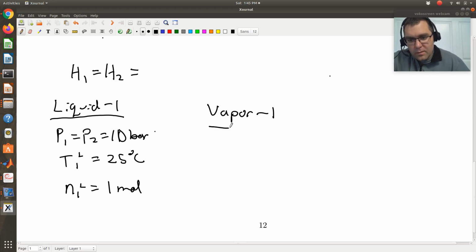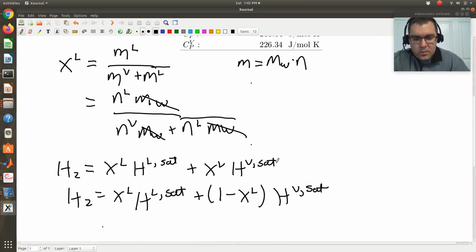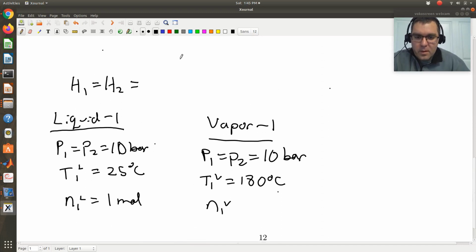Okay, state 1, where P1 equals P2 is 10 bars, so I'm at the same pressure. The temperature, though, is 180 degrees, which is greater than my saturation temperature, so it's a vapor. So it's 180. And I don't know the number of moles of my vapor phase.